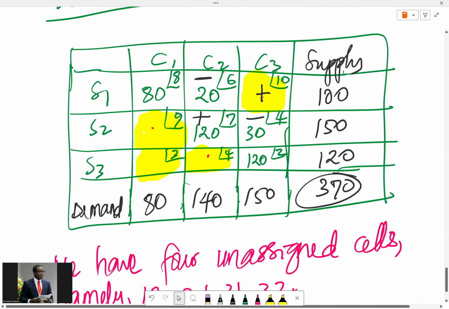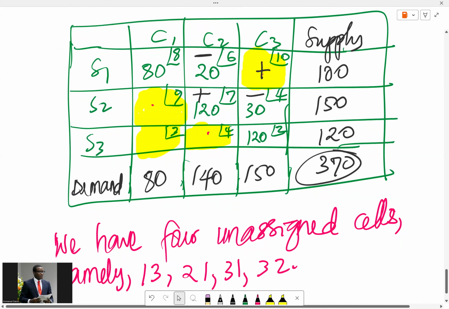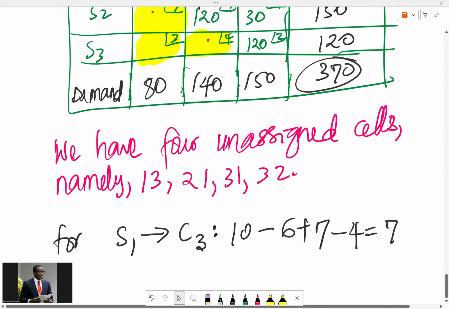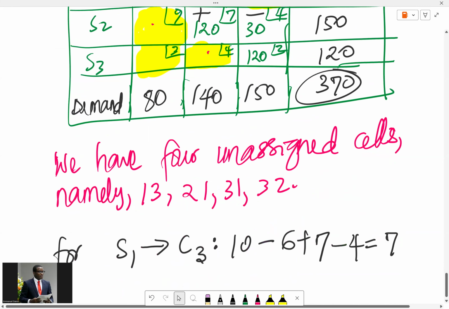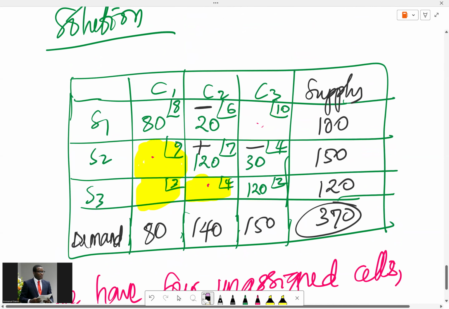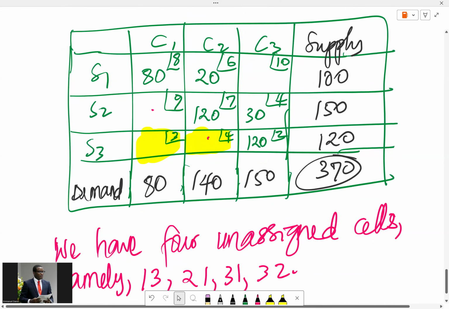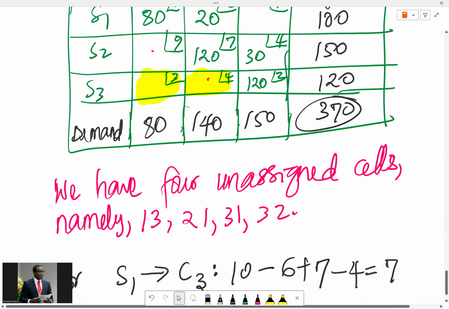So that positive number means that it may not have any impact if we have a unit of product there in cell 1 3. Now we have finished for this one. Okay, so that's done. So the next thing is we now come to this place for cell S2 C1.